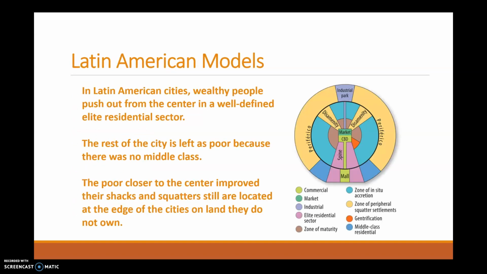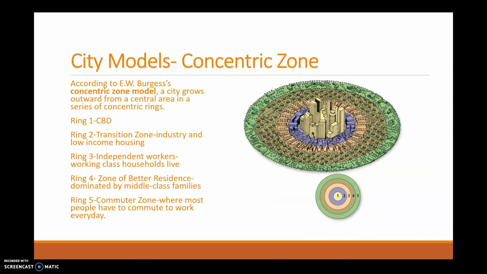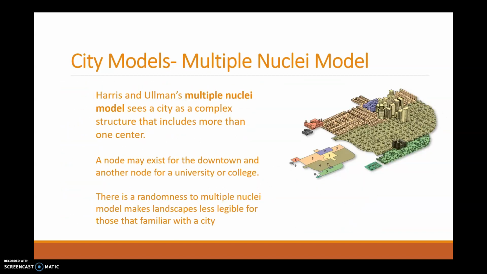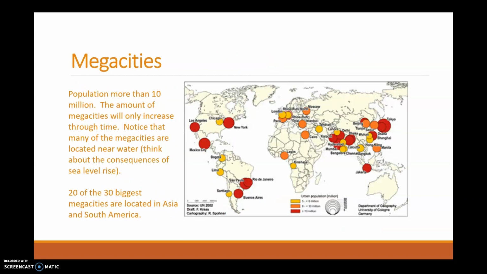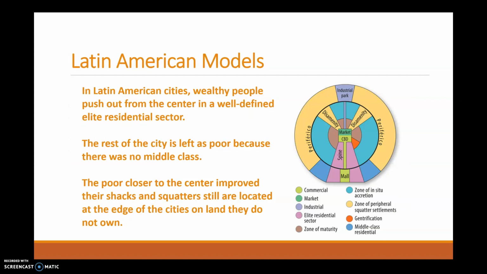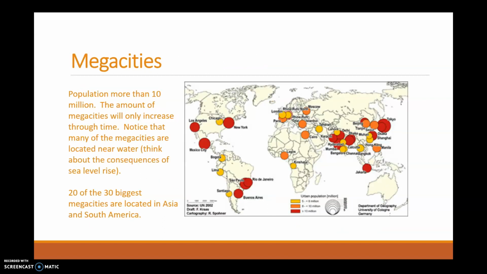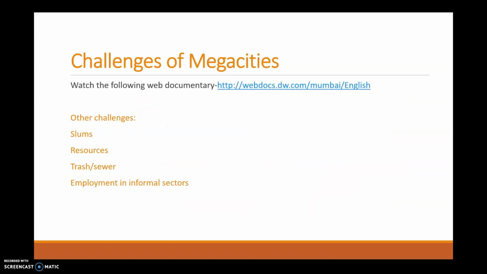Latin American models, you're going to need to know this because this is the comparison you're going to make from those North American models. So you have the concentric model, the sector model, the multinuclei model, and the peripheral model. You're going to compare those to the Latin American model, and you're going to look at where people are located there. You're going to research and talk about megacities in this, and I give you a little idea of what the challenges of megacities are. There's a lot of issues with megacities.